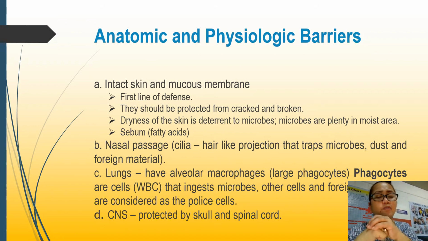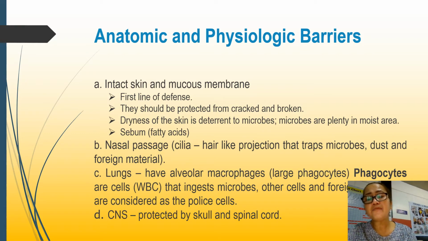Remember, WBCs, or white blood cells, are your police cells, and inside the body the count should be 5,000 to 10,000. If it is below 5,000, meaning your WBCs are being conquered by the microorganisms.